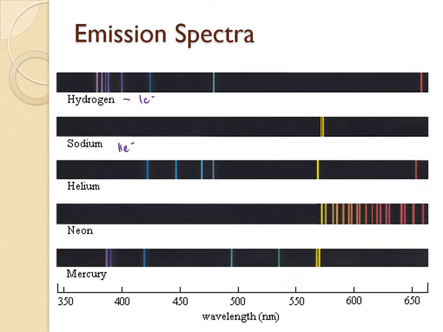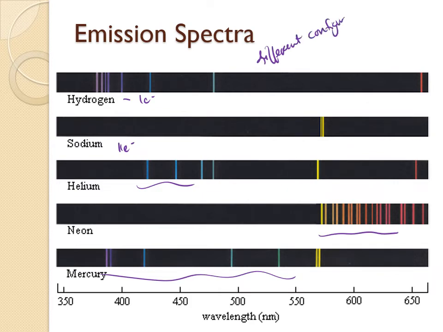Astronomers can actually use this. They look at light coming from space, and they can determine if stars have neon or mercury or helium in them based on their spectra, because we can match the spectra coming from space to the spectra that we have here on Earth. And these different elements, again, have different spectra because they have different configurations of electrons. Because each element has a unique electron configuration, they will have unique emission spectra.